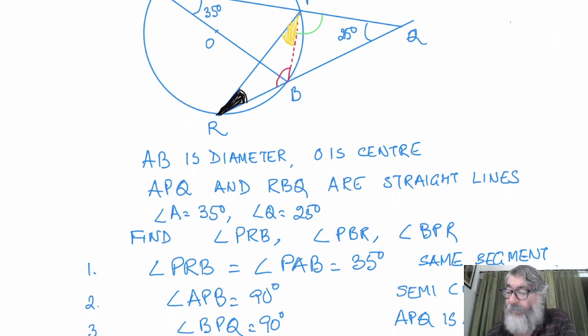Then we calculated angle PBR using the property that the exterior angle of a triangle is equal to the sum of the interior opposite angles. So what is left is to calculate the final angle, that is BPR. Angle BPR will be 180 minus 115 plus 35. Because 115 is one angle, the second angle is 35. 115 plus 35 will be 150, and 180 minus 150 will be 30 degrees.